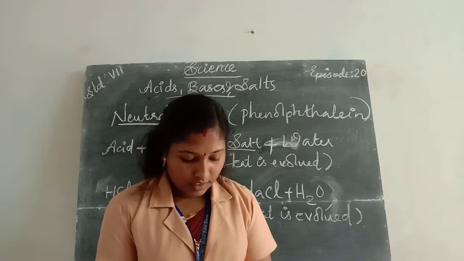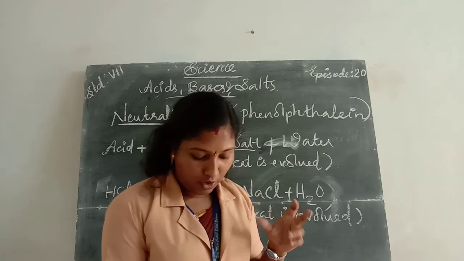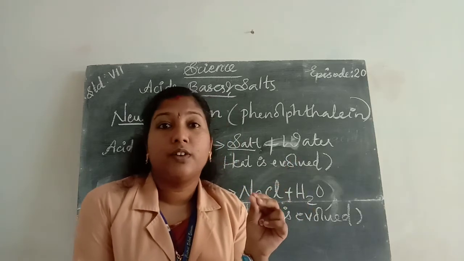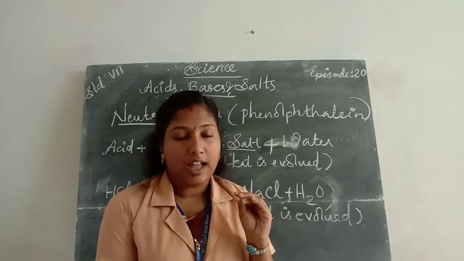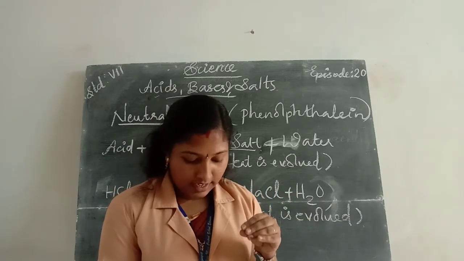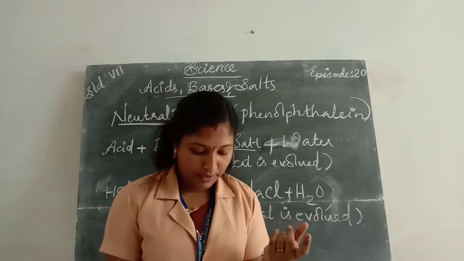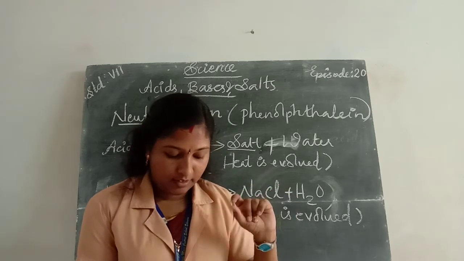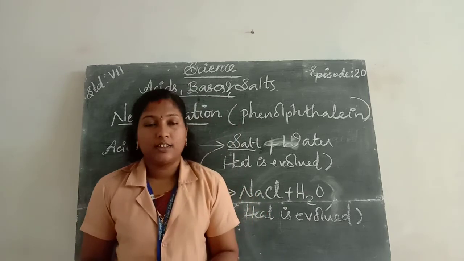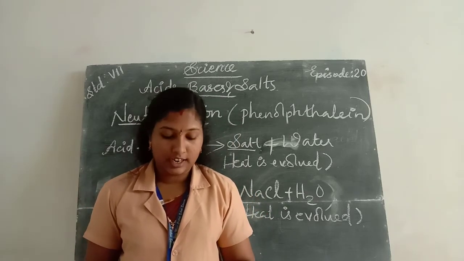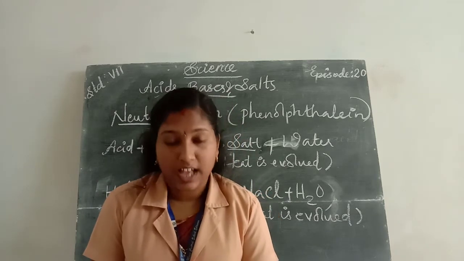Next step: what is the color of the phenolphthalein solution? The phenolphthalein solution has no color. Then add 2 to 3 drops of phenolphthalein solution into the acid. What happened? Then we shake the test tube gently. Does the color of the acid change? It is not changed; it remains colorless.